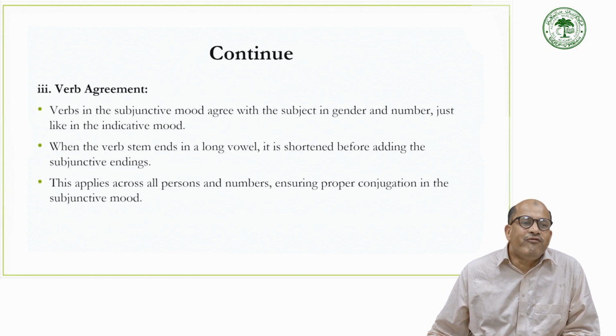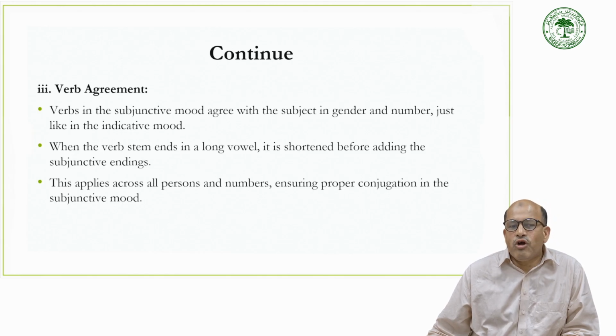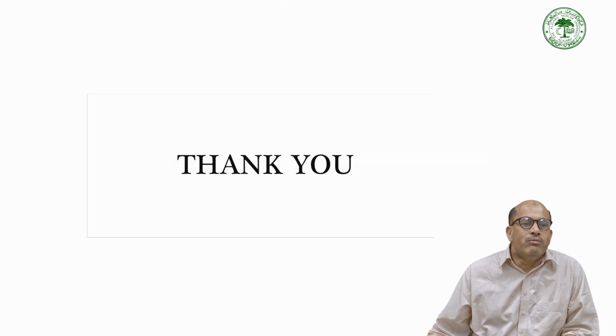Then if you look at verb agreement, verbs in the subjunctive mood agree with the subject in gender and number, just like in the indicative mood. When the verb stem ends in a long vowel, it is shortened before adding the subjunctive endings, and this applies across all persons and numbers, ensuring proper conjugation in the subjunctive mood.